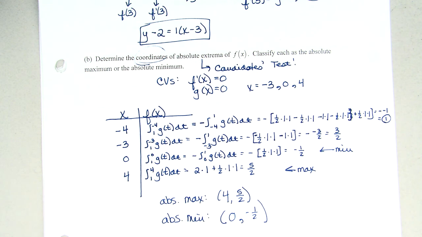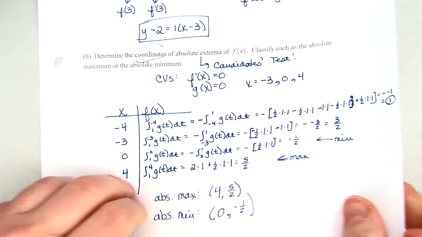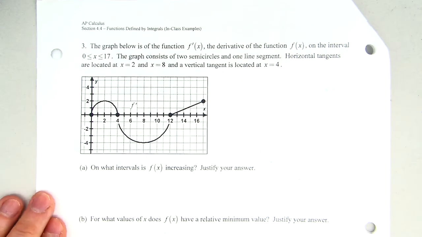I'll make this pause so you can finish getting any notes you might need. Okay, we have a few more variations we need to look at. So, turning the page. Take a moment and read number 3.